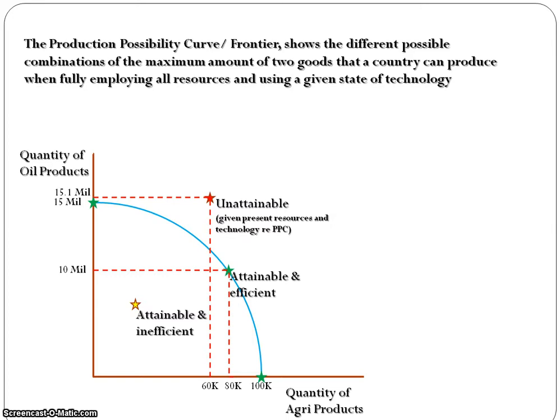Now, you may be wondering, how would it be possible to attain this combination choice of 15.1 million units of oil products and 60,000 units of agri-products? There are two possible ways that this can be attained. In the short run, what is possible is that the country could produce more than 10 million units of oil products, and the surplus they can trade in order to reach this amount of agri-products. So let me rephrase that. In order to reach this combination choice, the country could engage in international trade to satisfy the deficit that they cannot produce within their country.